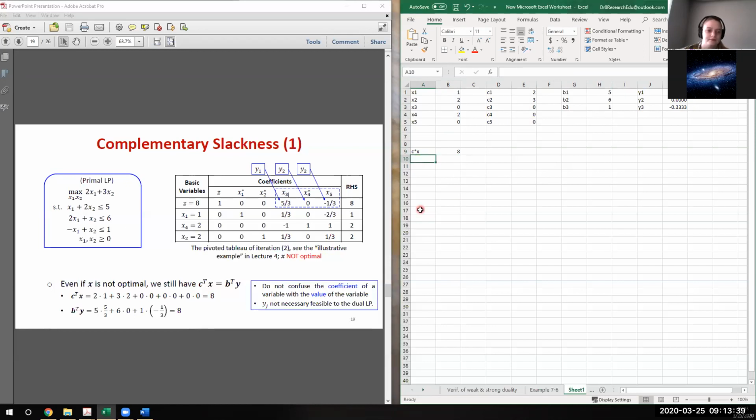Now let me calculate b transpose y, the dot product of b and y. So I have b here, y here, dot product, sumproduct of b transpose and y. And again, it is 8.